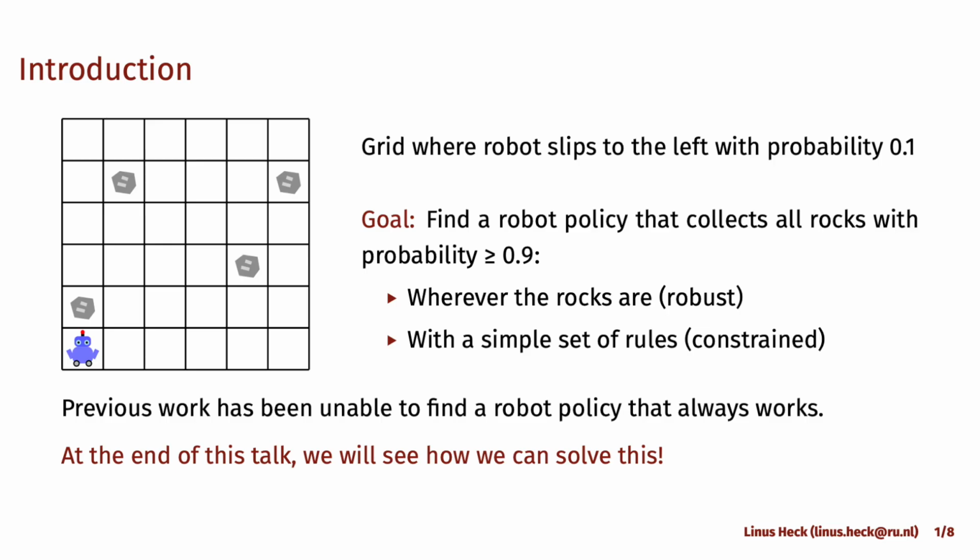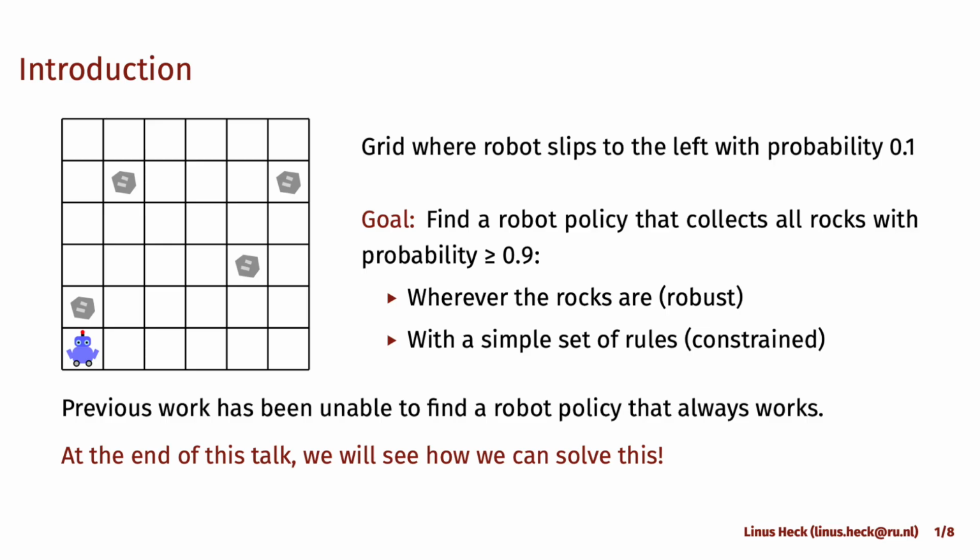This robot is in a grid where whenever it tries to move in a direction, it will move forward with probability 0.9 and slip to the left instead with probability 0.1. Our goal is to find a policy for this robot such that it collects all four rocks with probability bigger or equal than 0.9. Specifically, we want that policy to work wherever the rocks are and to be described by a simple set of rules. By simple set of rules, I mean something like a small decision tree instead of a big lookup table.